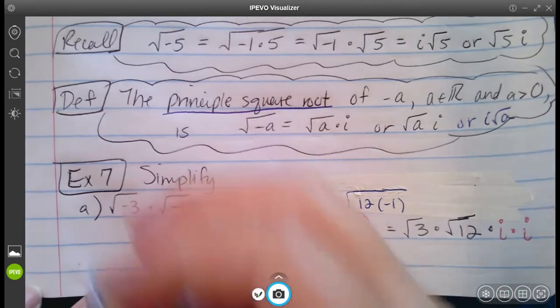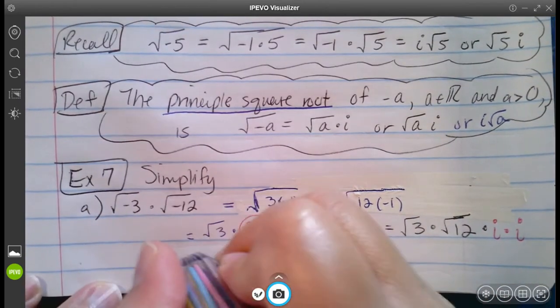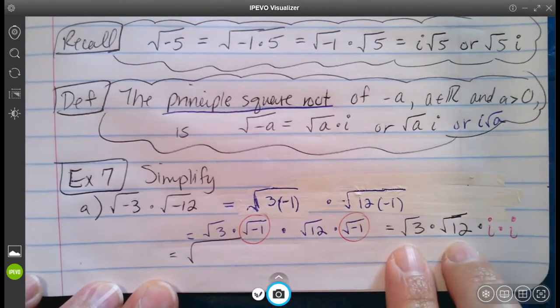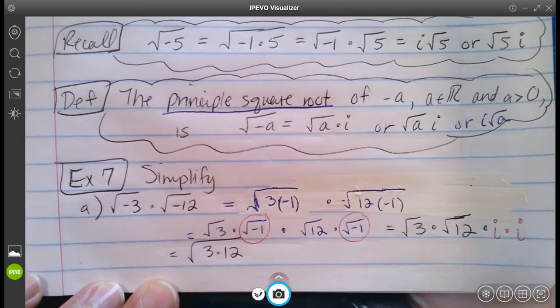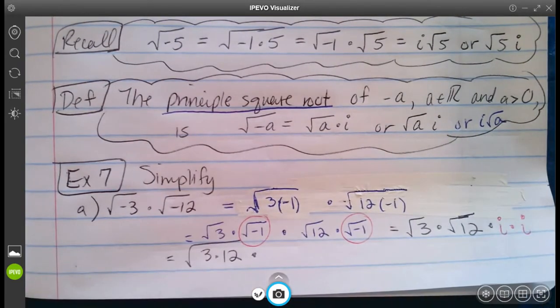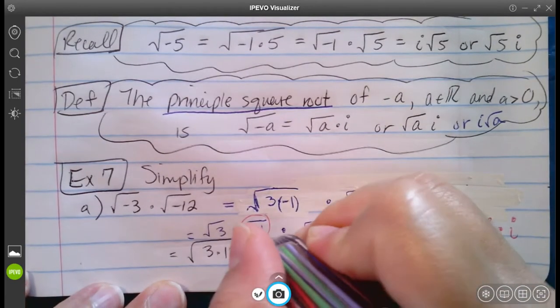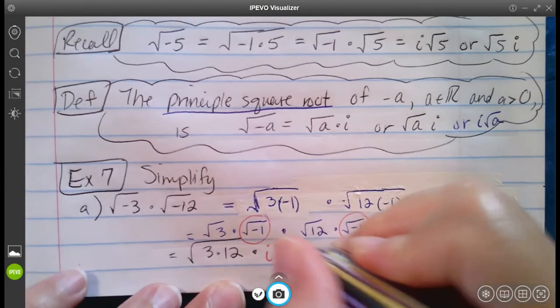And then from here, we can go ahead and simplify even further by doing this. Now that I have these both positive, I can put them underneath the same root. So 3 times 12, times i, is just i squared. I'm just going step by step here, okay? So if you know the answer, go ahead of me.